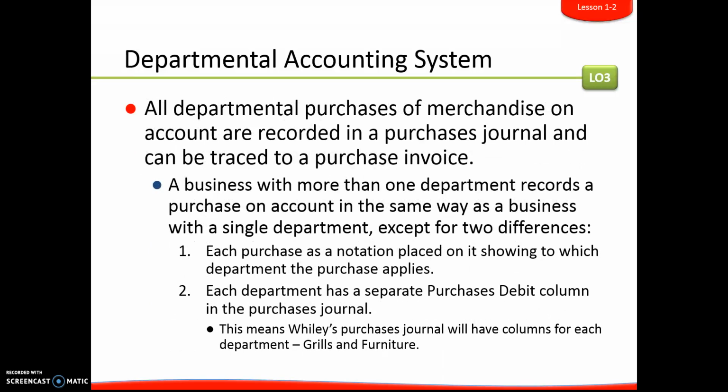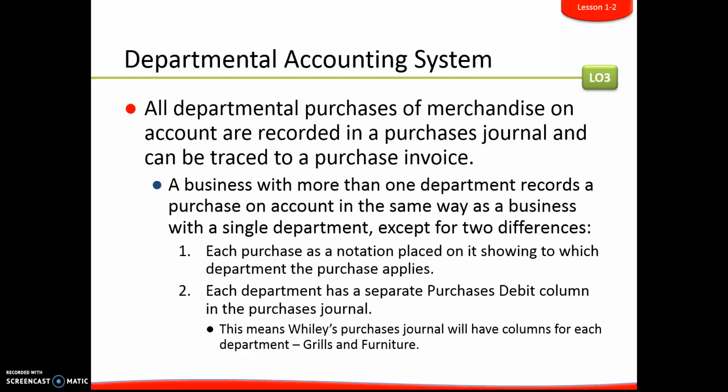So what we need to remember is that all departmental purchases of merchandise on account get recorded in a purchases journal. That's our special journal. We've talked about that before. Remember, only purchase of merchandise on account. That's the important one. But when we have done this before, we've always had a purchases debit and an accounts payable credit. What's going to be different about this one is that each purchase has a notation placed on it showing which department it goes to.